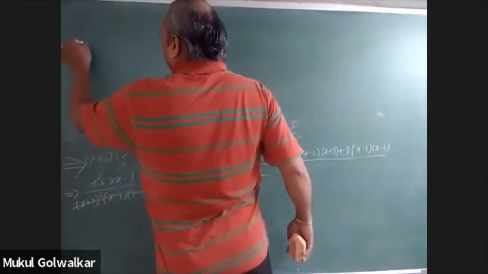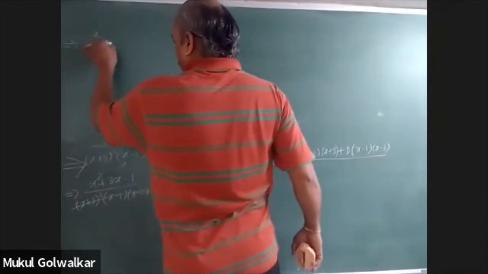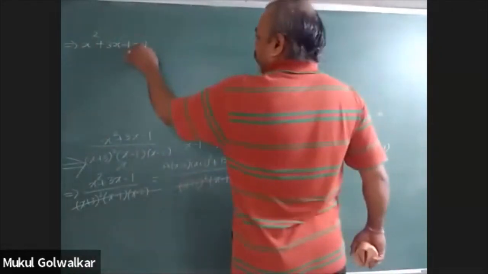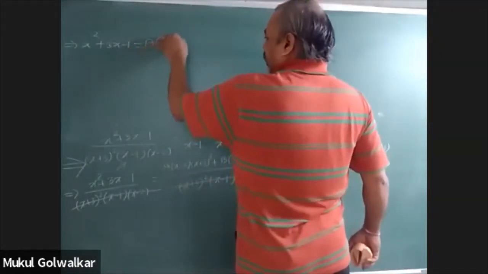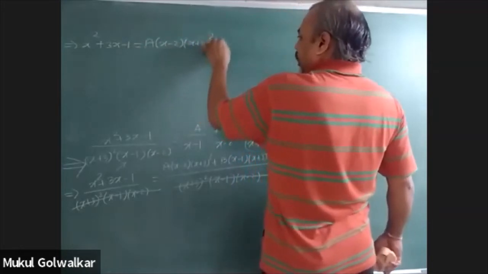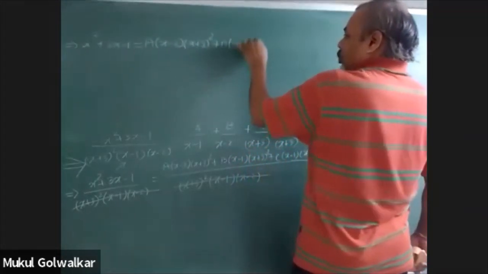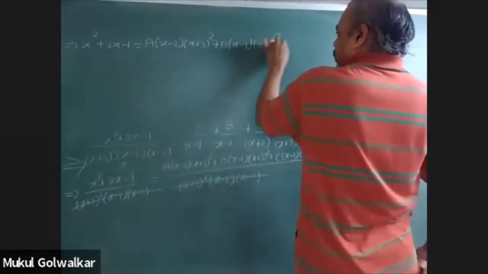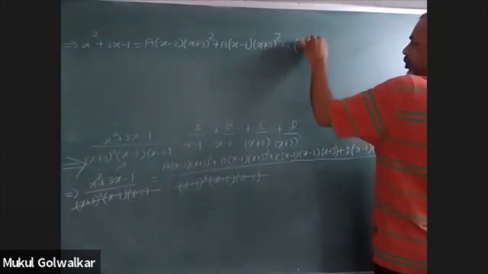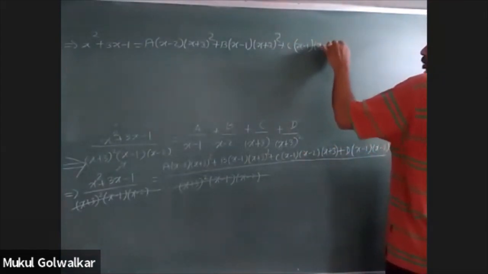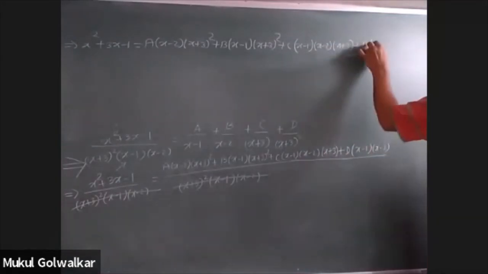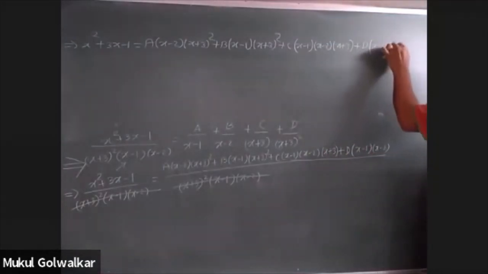So I get the quantity x square plus 3x minus 1 is equal to a into the bracket (x minus 2) into (x plus 3) whole square, plus b into the bracket (x minus 1) into (x plus 3) whole square, plus c into the bracket (x minus 1) into (x minus 2) into (x plus 3), plus d into the bracket (x minus 1) into (x minus 2).